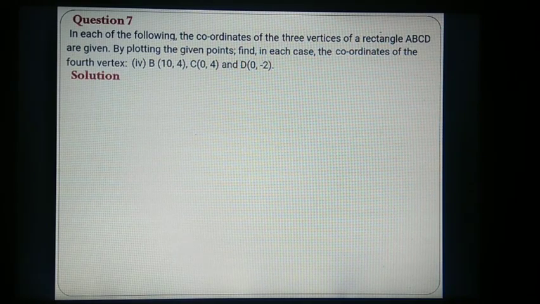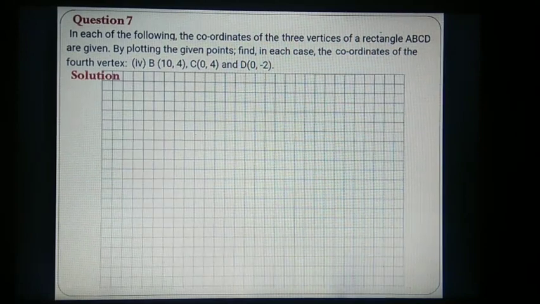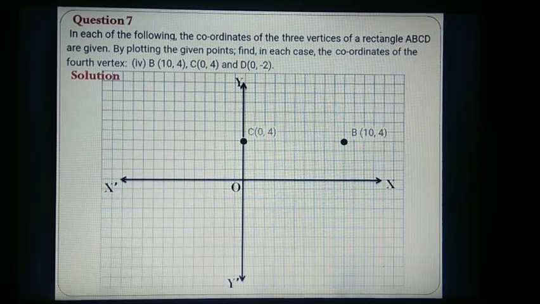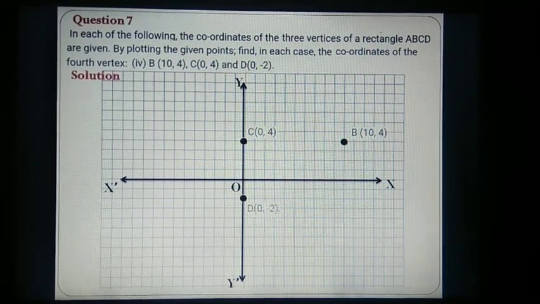So before I do that, I'll take the graph paper, draw the x-axis and y-axis as usual, and plot the given points. So let me plot B, that is 10 comma 4. So 10 comma 4 will be somewhere out there, so you will plot the point by yourself. And similarly let me plot C, so this will be C, that is 0 comma 4. Similarly D is 0 comma minus 2.